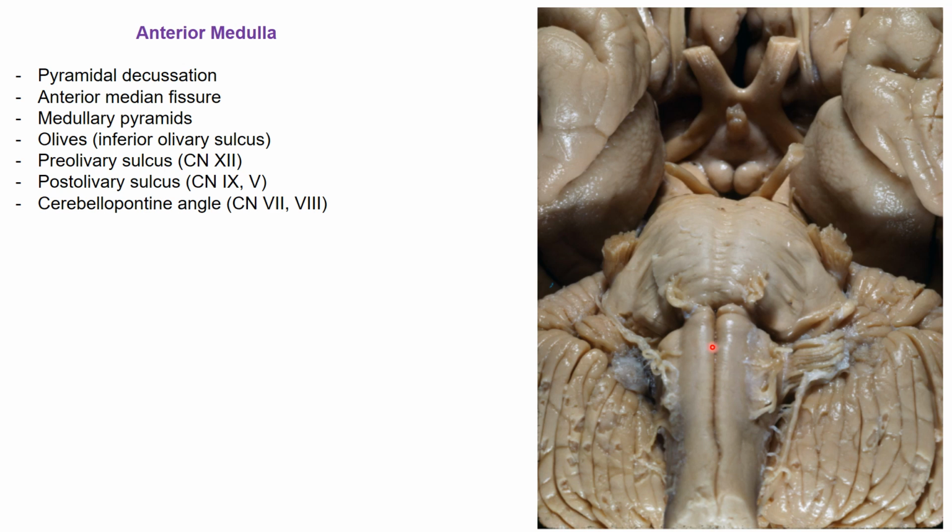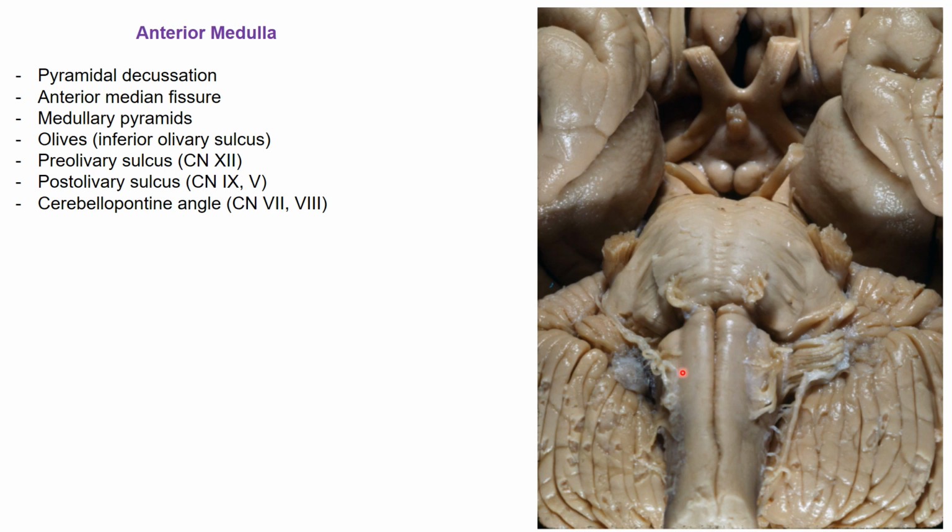Now, as we look more superiorly in the medulla, you see this little bump here, more lateral to the medullary pyramids. This little bump is called the olive. You are going to have an olive on either side of the medulla. Now, this olive is going to have a little indentation between it and the medullary pyramids. This is going to be your pre-olivary sulcus. So your pre-olivary sulcus is going to be situated between the medullary pyramids and the olive.